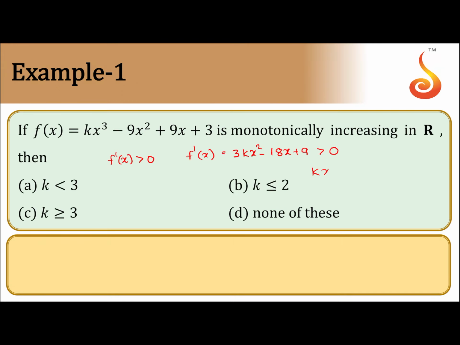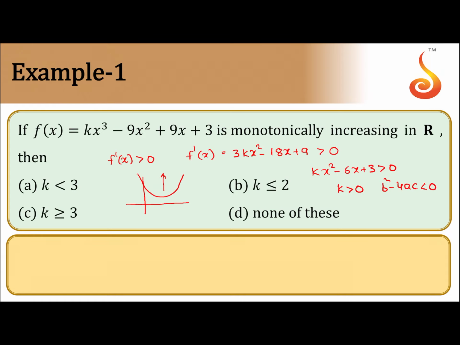So we get kx square minus 6x plus 3 greater than 0. It's looking like a quadratic equation. Quadratic equation greater than 0 means parabola greater than 0. It is like this, greater than 0, all positive values. It clearly shows that this is upper parabola. It means k must be greater than 0 and discriminant b square minus 4ac must be less than 0.